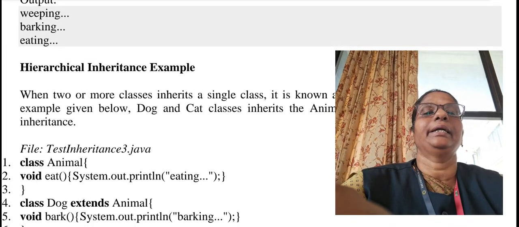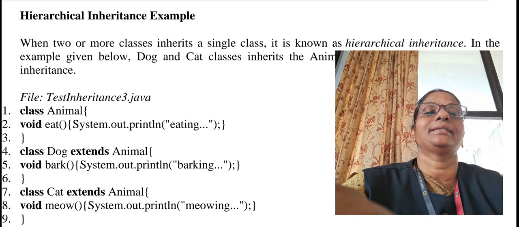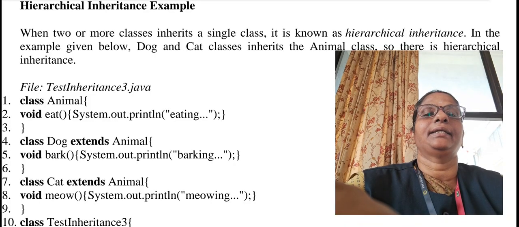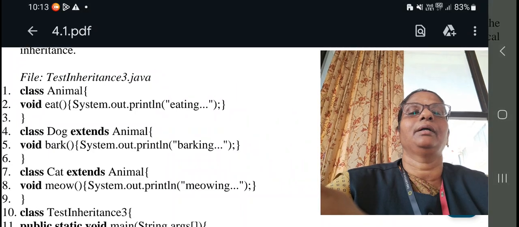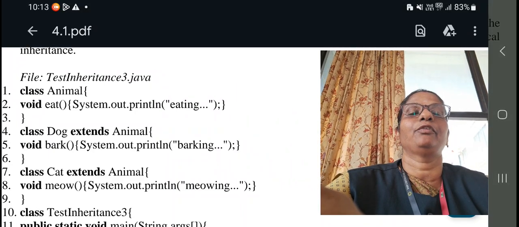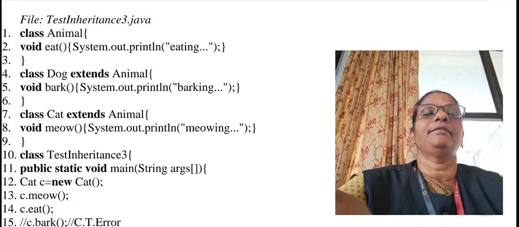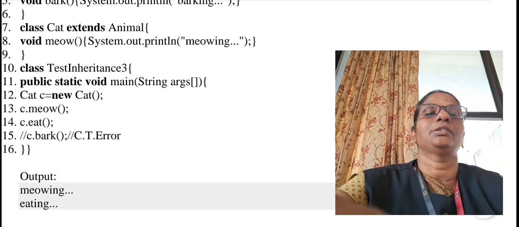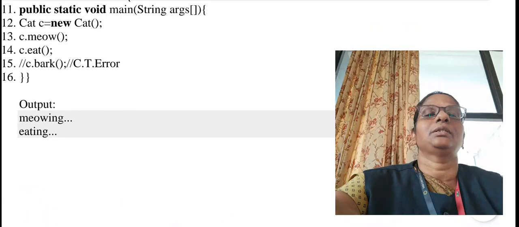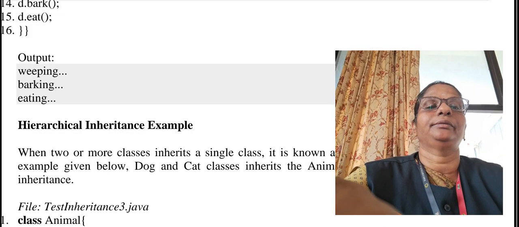In hierarchical inheritance, two or more classes inherit from a single class. Here the class Animal is created with a method, eat, which is common to both subclasses. In Animal we create two subclasses, Dog and Cat, and under that we create a new object. Through that object we call the particular methods to get an output. So these are the inheritance concepts in Java. Thank you.